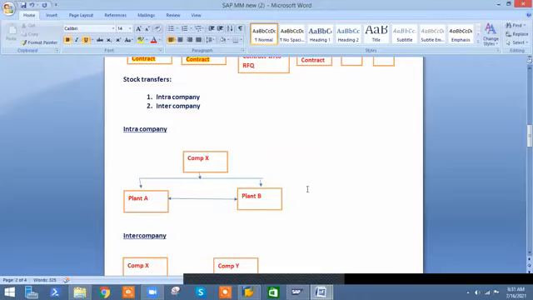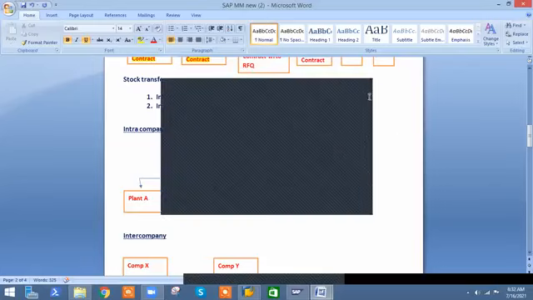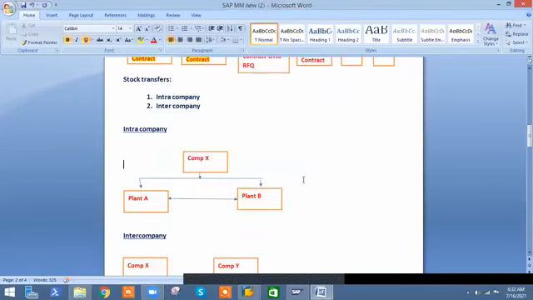Whenever the materials get transferred from one plant to another plant within the company code, then we are going to call it an intra-company STO. Suppose I transferred 100 quantity of a material from plant A to plant B. Plant B will never pay any amount for those 100 materials. Why? Because plant A is the supplier now. Plant A will become the vendor. Plant B will become the customer.